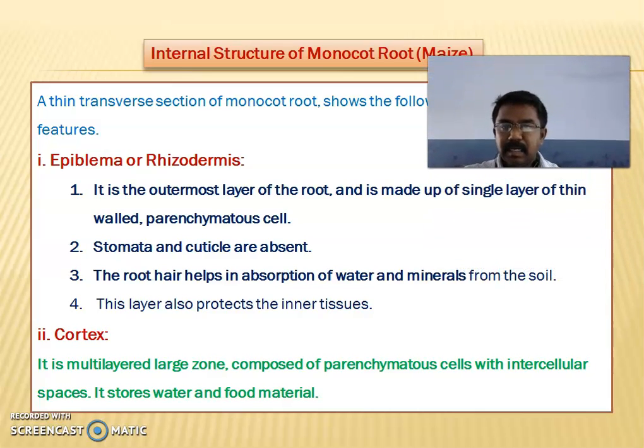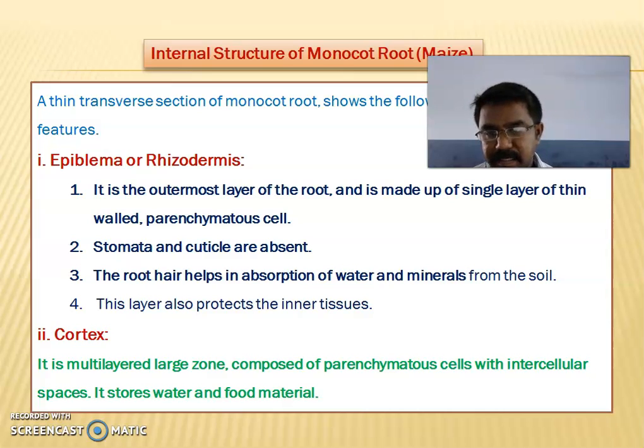Epiblema or rhizoderm. The epiblema or rhizoderm is present in the monocot root. It is the outermost layer of the root and is made up of a single layer of thin-walled parenchymatous cells. Stomata and cuticle are absent in the root region. This is a very important line. The root hairs help in absorption of water and minerals from the soil. This layer also protects the inner tissue.